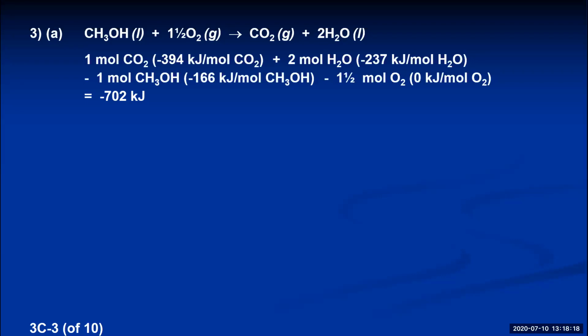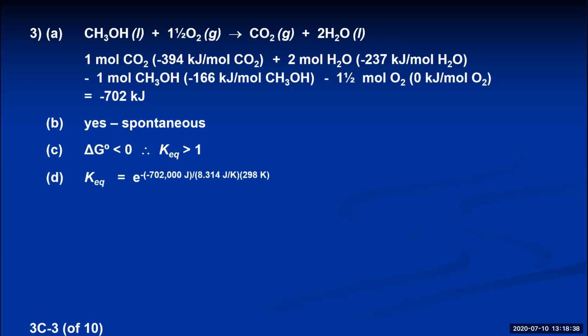B, is this spontaneous under standard conditions? Yes, because it's a negative number. C, predict whether the equilibrium constant will be greater than 1 or less than 1. Because this is a negative value for the delta G naught, the equilibrium constant is going to have to be greater than 1. D, calculate the equilibrium constant for this reaction.